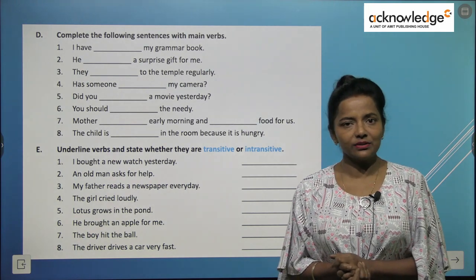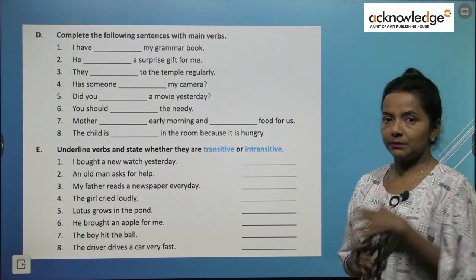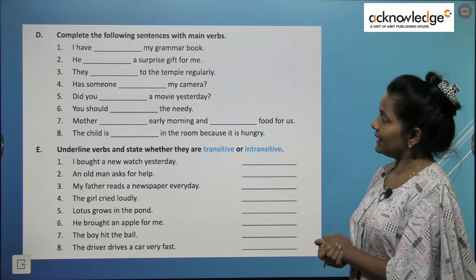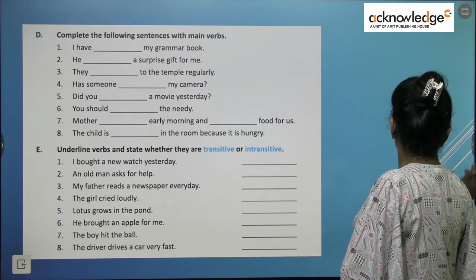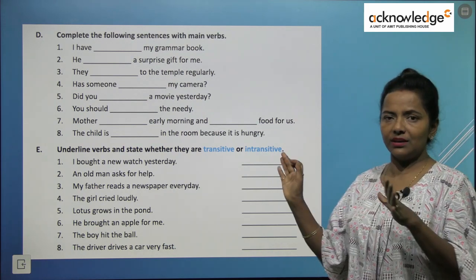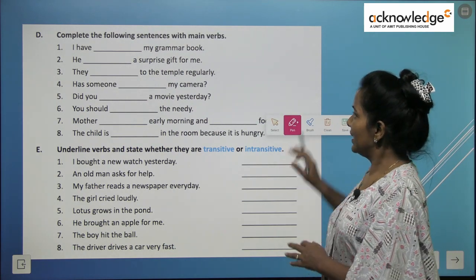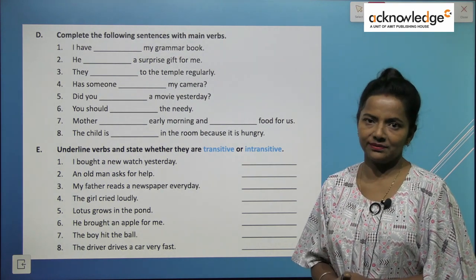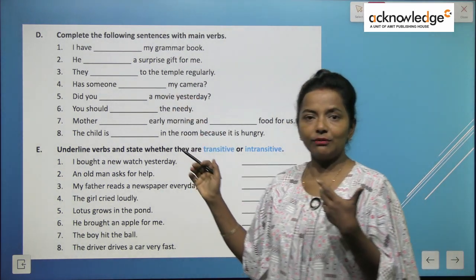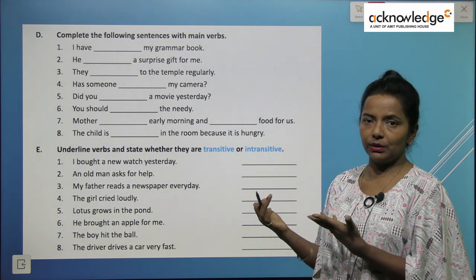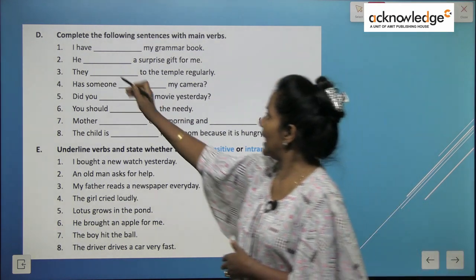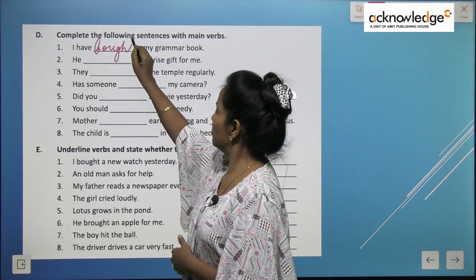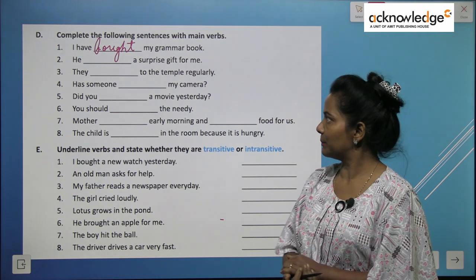Yes, now we will do some exercises here. अभी तक हमने बहुत चीज़ें पढ़ ली, अब हम कुछ एक्सरसाइजेस करते हैं. Complete the following sentences with main verbs. अब हमें मेन वर्ब्स ऐड करने हैं यहाँ पे. I have bought my grammar book. You have to add a main verb here. Okay? I have bought my grammar book. मैंने खरीदा है अपना grammar book.